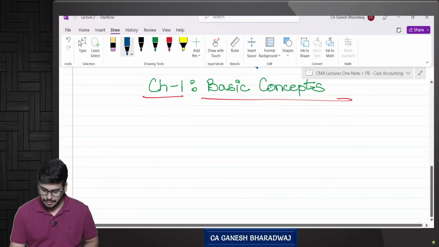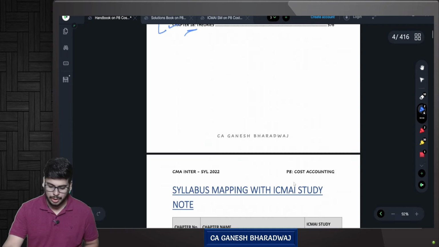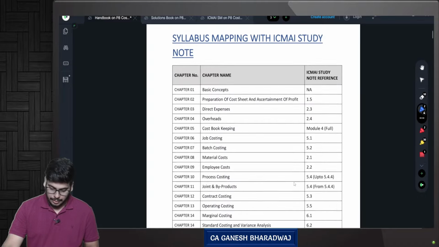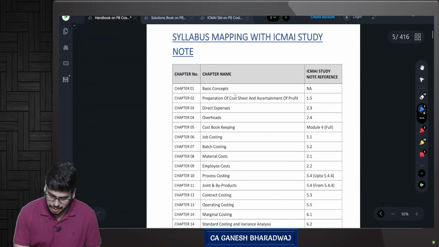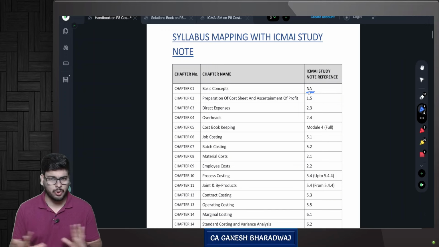On this note, let us get into the first chapter called basic concepts. So please take out your handbook. And in fact, see, here I have mentioned basic concepts in your study material, CMA Institute study note. There is no cross reference because this is not there as such. But please don't omit this chapter.